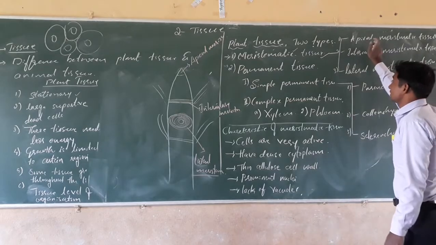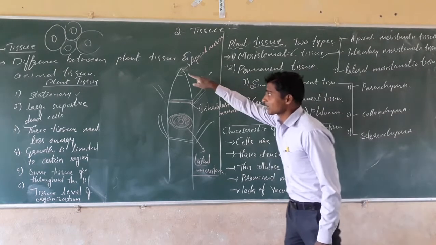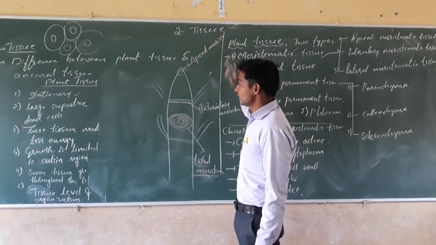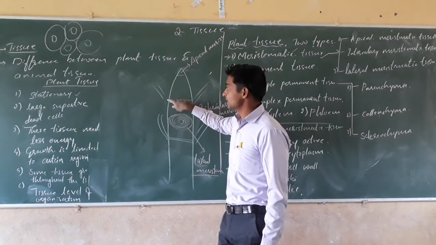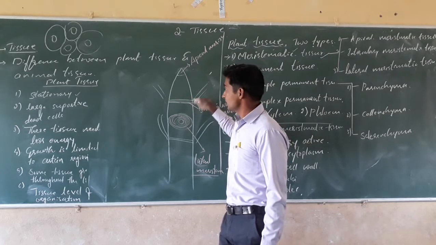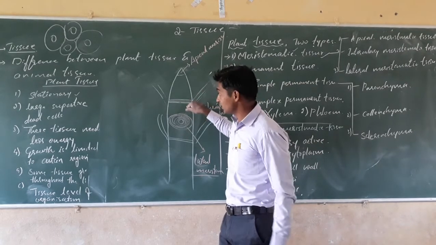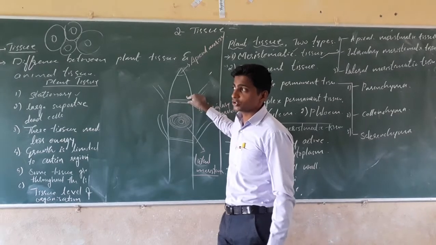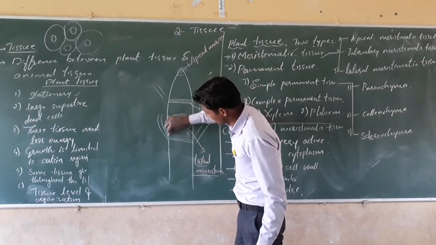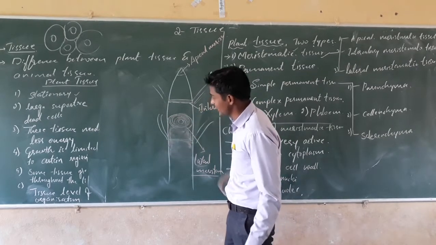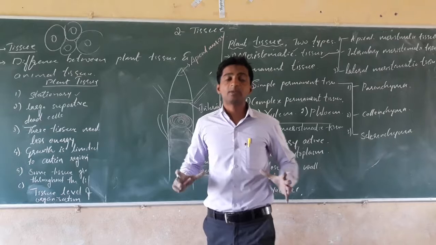Meristematic tissue is of three types: apical meristem, intercalary meristem, and lateral meristem. Apical meristem is present in the tip region of the shoot, stem and roots. Intercalary meristem is present in between the two nodes, that is, in the intercalary regions, and where the branches are attached to the stem. Lateral meristem is present in the middle of the plant, which increases the girth of the plant.